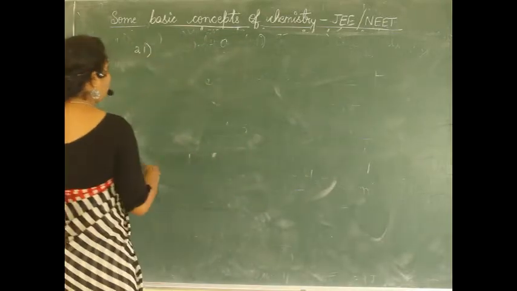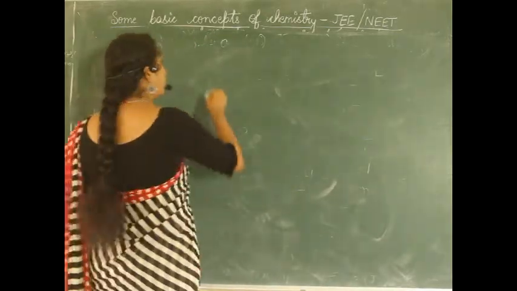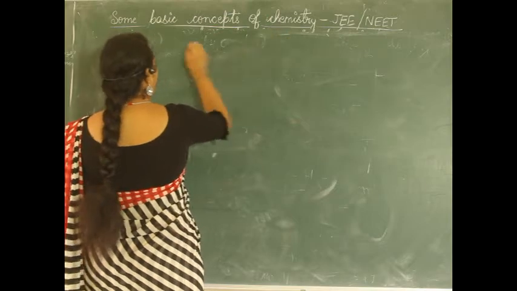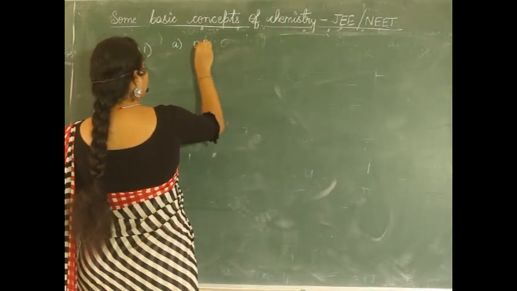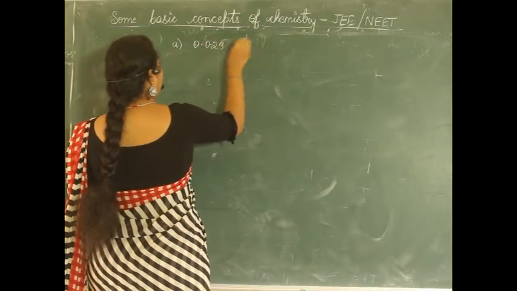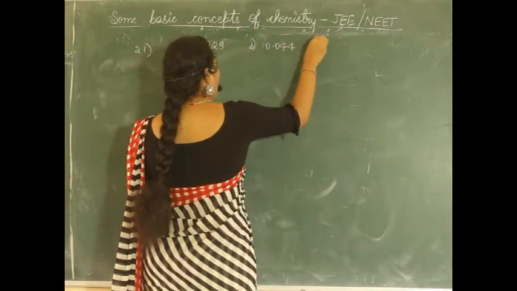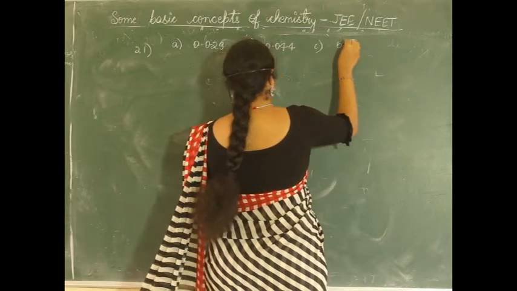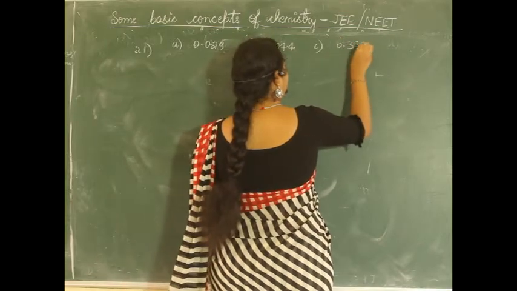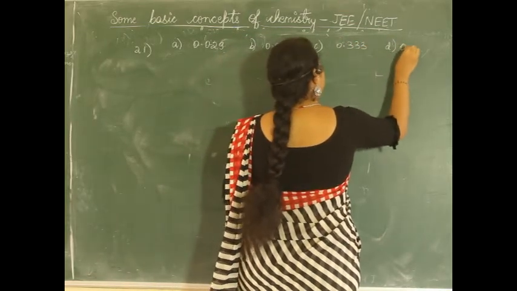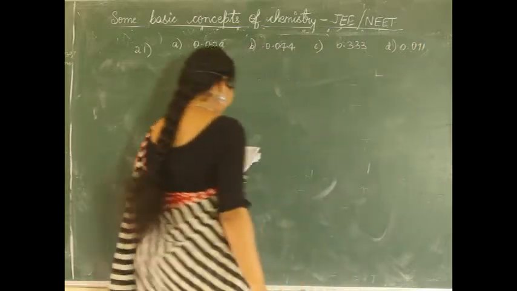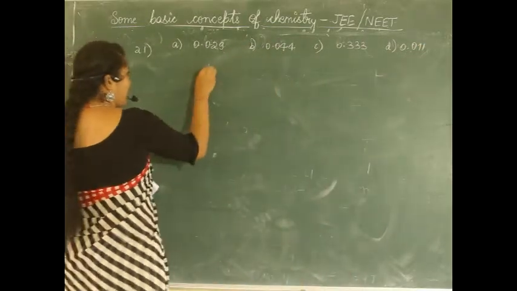So it's again under stoichiometry. Let's write the chemical equation. Before that, let me mention the options. Option A is 0.029, option B is 0.044, option C is 0.333, option D is 0.011.